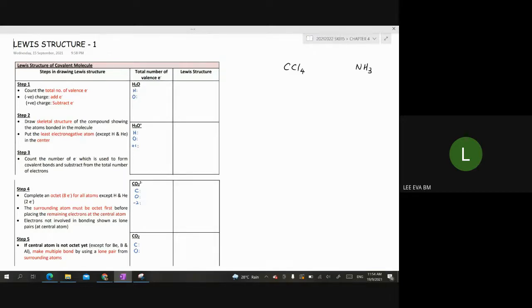So if you cannot get the idea of Lewis structures, do not expect to be able to do the rest of the chapter. So we must make sure everyone knows how to draw Lewis structures. Listen carefully. Okay, so there is a step-by-step guide on how to draw the Lewis structures.